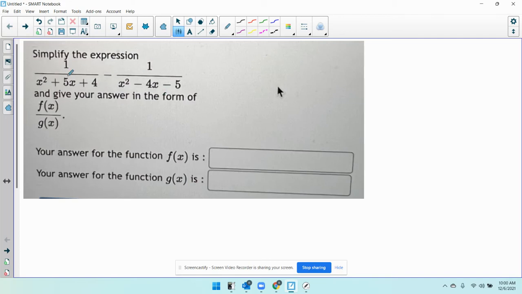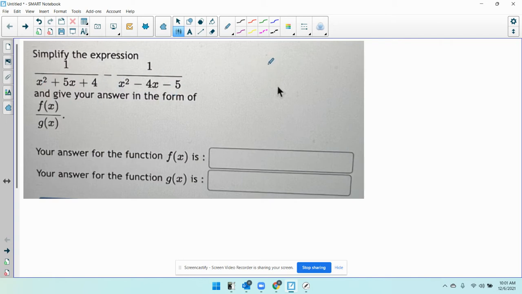Okay, so it says simplify the expression. Whenever you're doing anything with these rational expressions, with these funky denominators and stuff, you want to start by just factoring everything you can. So I have basically four sections here. I have the left numerator, the right numerator, the left denominator, and the right denominator. Just factor all four things.